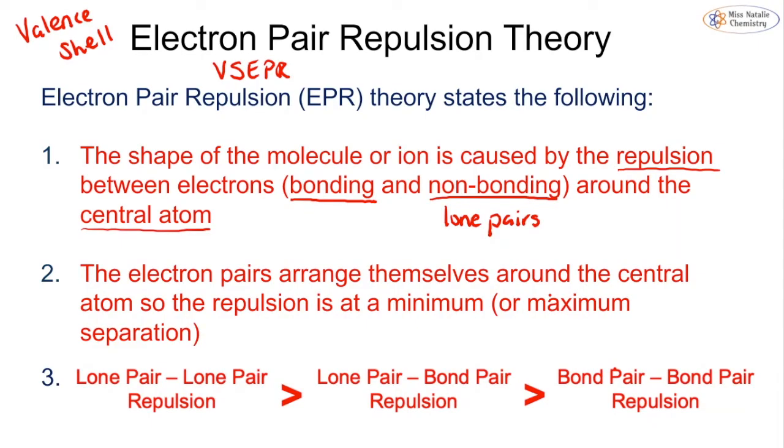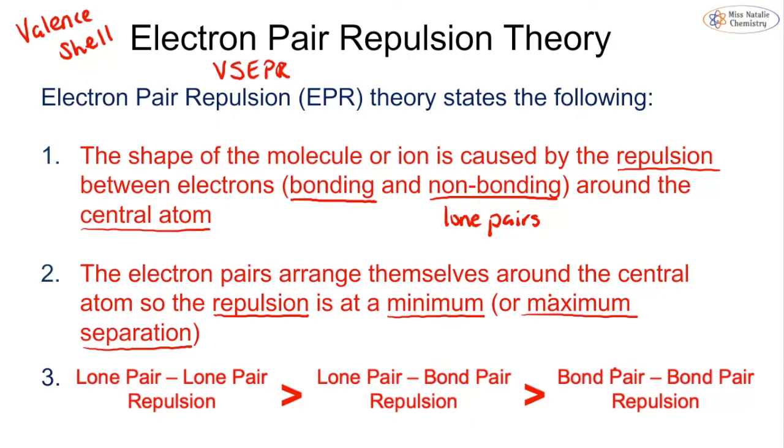The second rule states that the electron pairs, whether they are bonding or non-bonding, are going to arrange themselves around the central atom so that the repulsion is at a minimum, or we have maximum separation. Okay, those are very key terms when you're answering any sort of bond angle or bond shape question, and we will talk about this later.